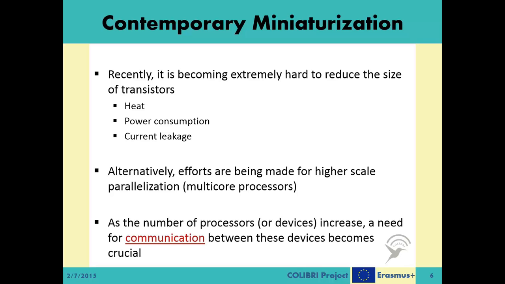Unlike the single-core processor architectures, there's a critical communication component in multi-core processor architectures. This is especially an important issue when we are talking about processors with lots of cores, like 12, 20 cores.